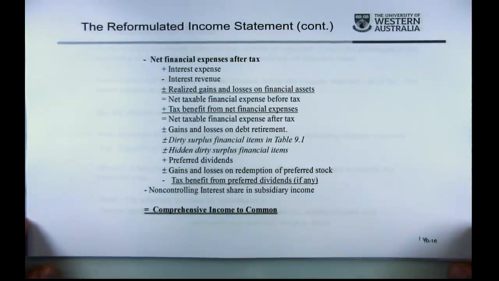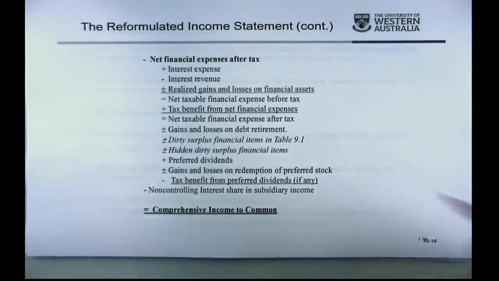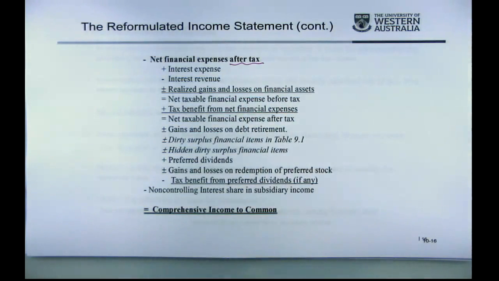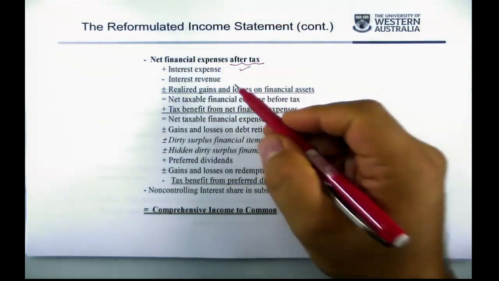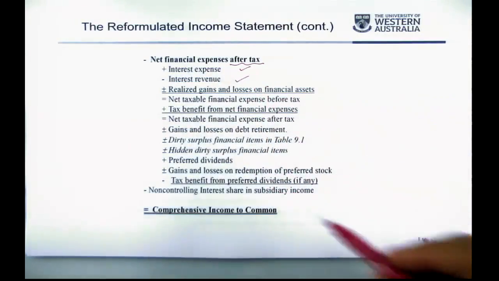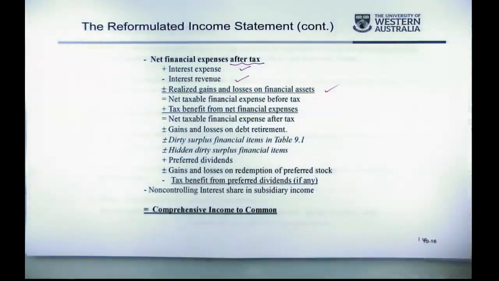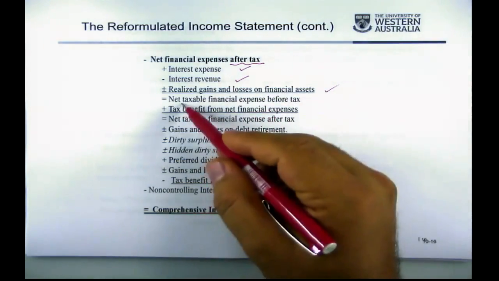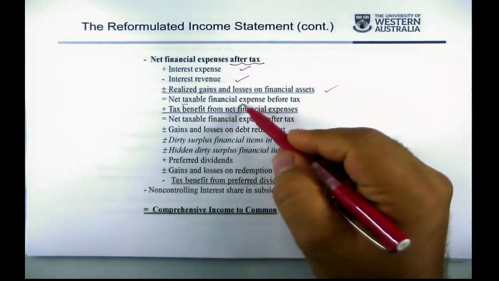Then we do a similar treatment to the net financial expense. We need to calculate the after-tax net financial expense or the after-tax net financial income. It depends on whether we have an expense or income. So we take the interest expense, subtract interest revenue or interest income, then add any gains and losses on other financial assets and liabilities. Okay? And then we have the net taxable financial expense before tax.